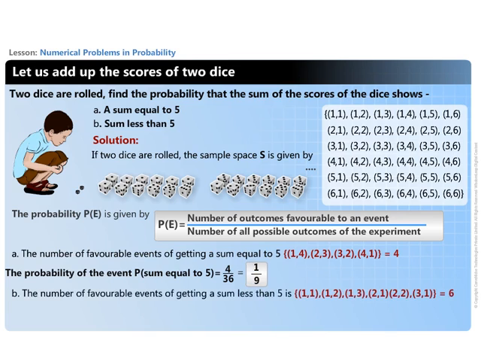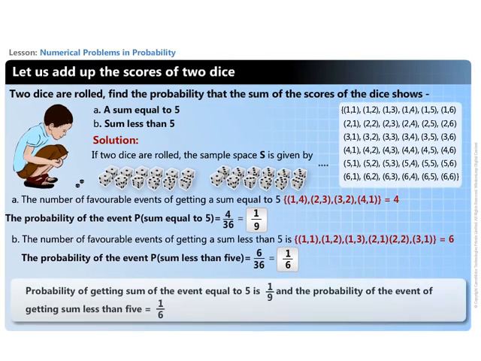The number of favorable events of getting a sum less than 5 is (1,1), (1,2), (1,3), (2,1), (2,2), (3,1), that is equal to 6. Similarly, the probability of the event, sum less than 5, is equal to 6/36, which is equal to 1/6. Probability of getting a sum equal to 5 is 1/9, and the probability of getting a sum less than 5 is 1/6.